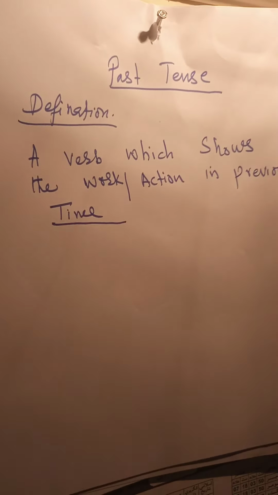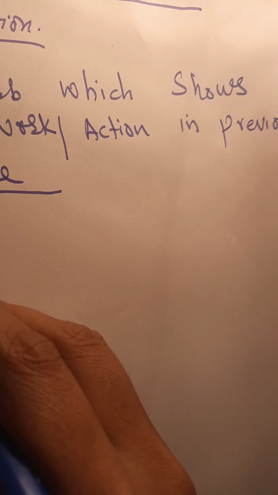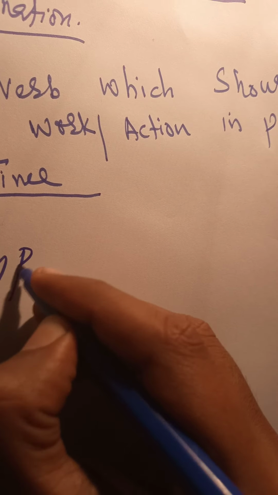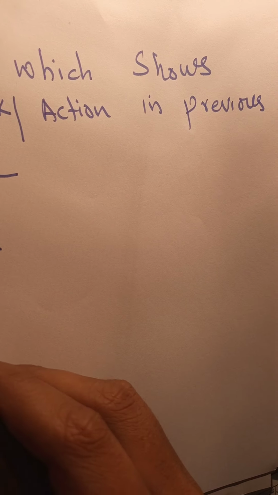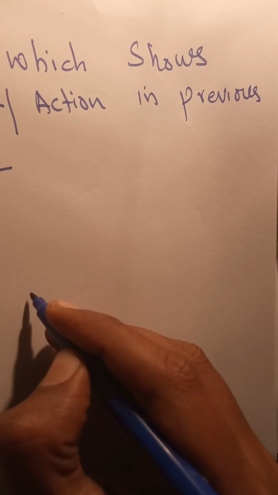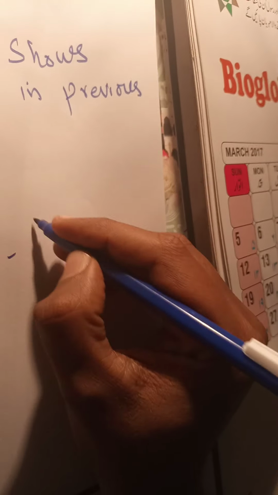What is an example of the past tense? Example: I eat meal. This sentence is present.